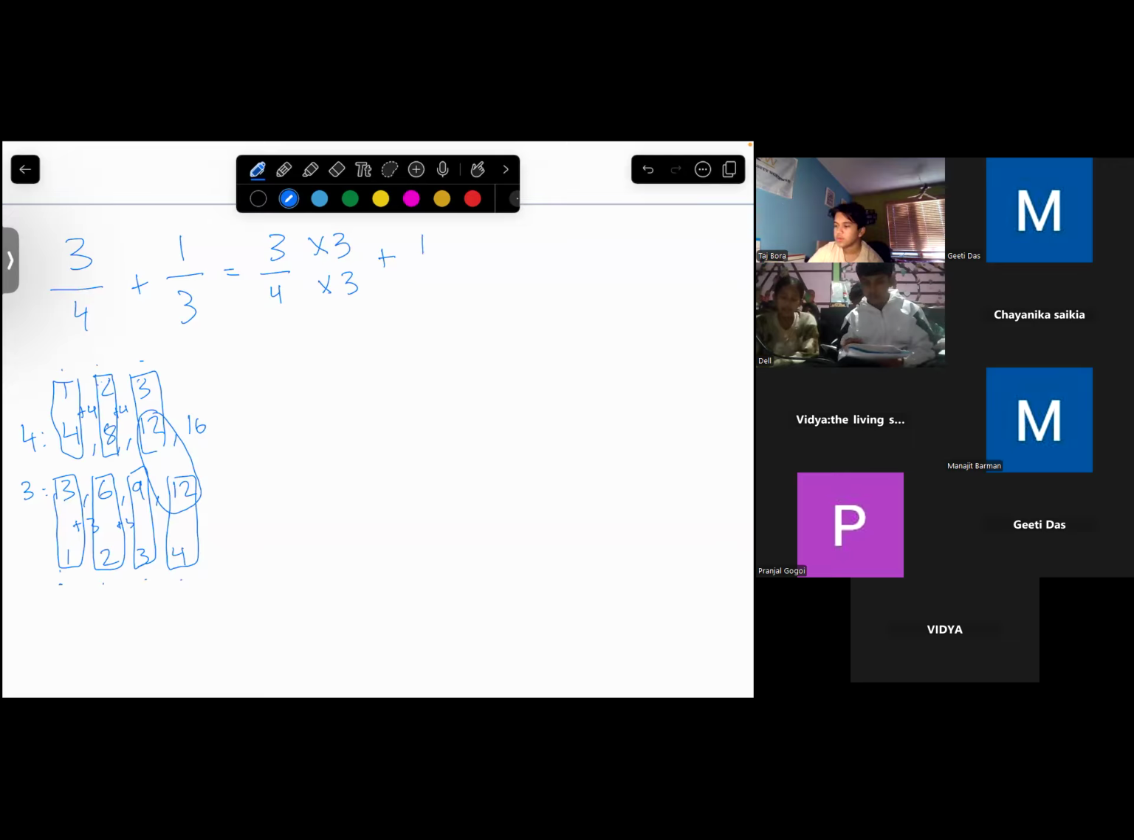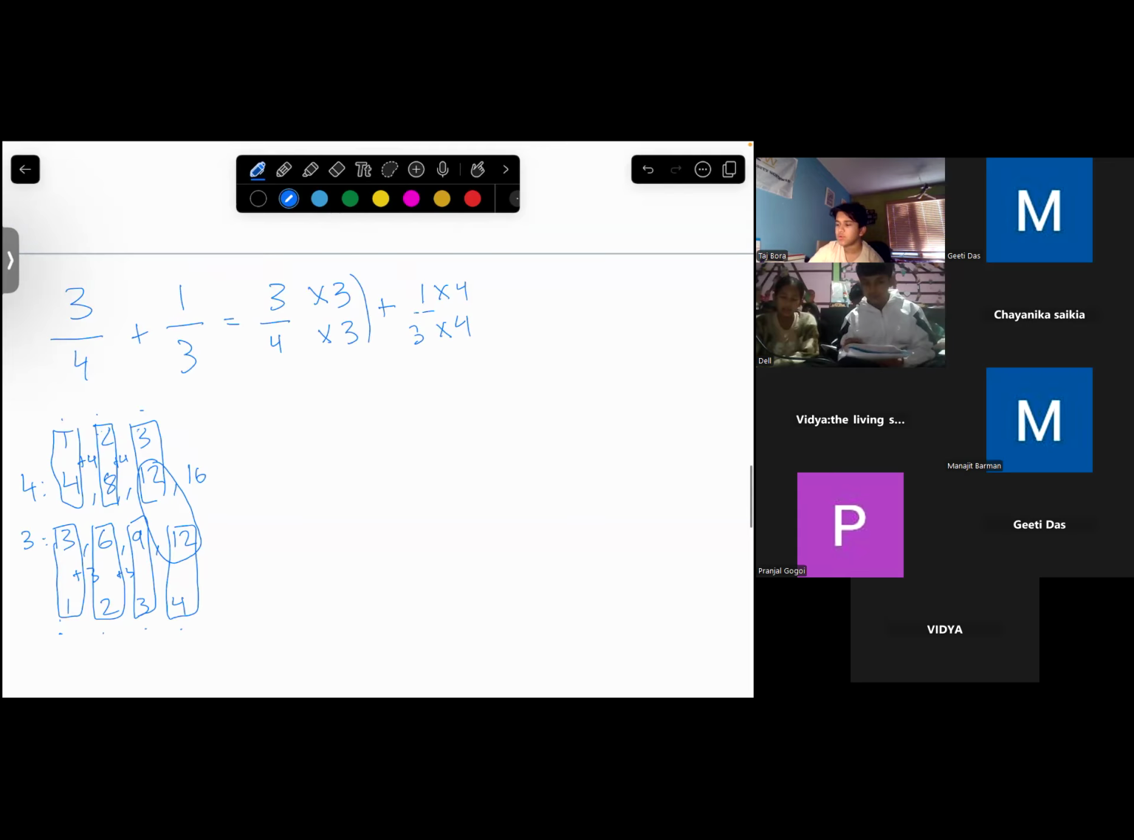So this would be like this. And remember, BODMAS, it is important to do your multiplication first before your addition. So this would be 3 times 3 would be 9, over 4 times 3 would be 12. And then the next one would be 1 times 4, which is 4, over 3 times 4, which is 12.